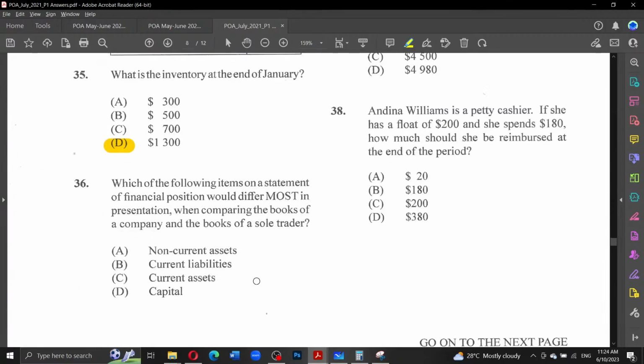Which of the following items on a statement of financial position would differ most in the presentation when comparing the books of a company and the books of a sole trader? Like I mentioned previously, it's D, because a company has different preference share, ordinary share, authorized share capital, premium, reserves, retained earnings. And this one here just has opening capital, any additional capital, possibly net profit, and closing capital. In some instances, you just have capital.